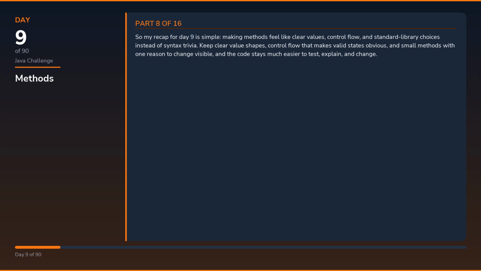So my recap for day 9 is simple: making methods feel like clear values, control flow, and standard library choices instead of syntax trivia. Keep clear value shapes, control flow that makes valid states obvious, and small methods with one reason to change visible, and the code stays much easier to test, explain, and change.